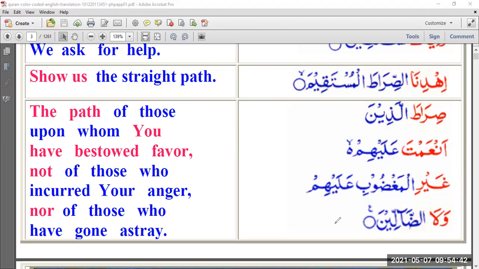Then we have waladallin. So wa is here. It's the conjunction, harf atf. Yes, and then we have la, which means not. So, and not. Then we have dalin. First of all, is it a verb or noun? Dalin is verb or noun? It's a verb.